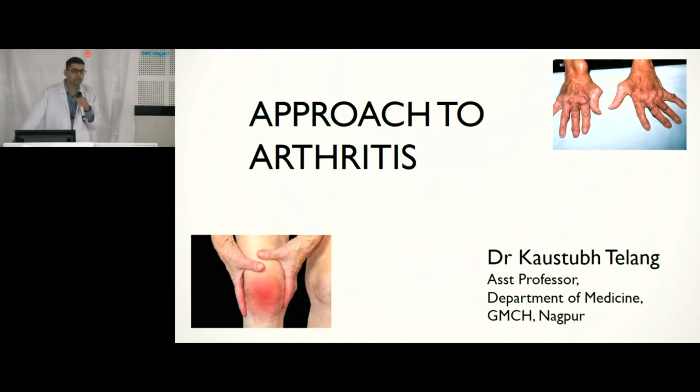Let me explain. Arthralgia is only a symptom. It's only joint pain. But whenever we use the word arthritis, it should be associated with signs of inflammation. The 4 cardinal signs of inflammation of a joint, swelling, pain, redness, as well as loss of function, should also be there. You need to keep these things in mind before labeling the patient with arthritis, whether it is really arthritis or not.